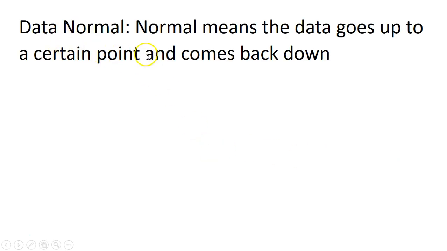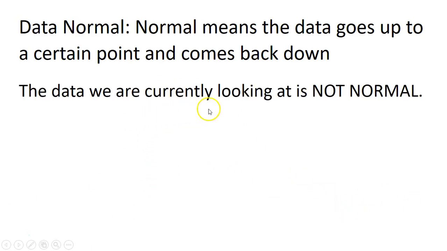So the data, the normal data. Normal means the data goes up to a certain point and comes back down. That's what it means. Eventually we're going to talk about normal curves. Normal curves kind of go up and they come back down. That's what they do. The data we are currently looking at is not normal.